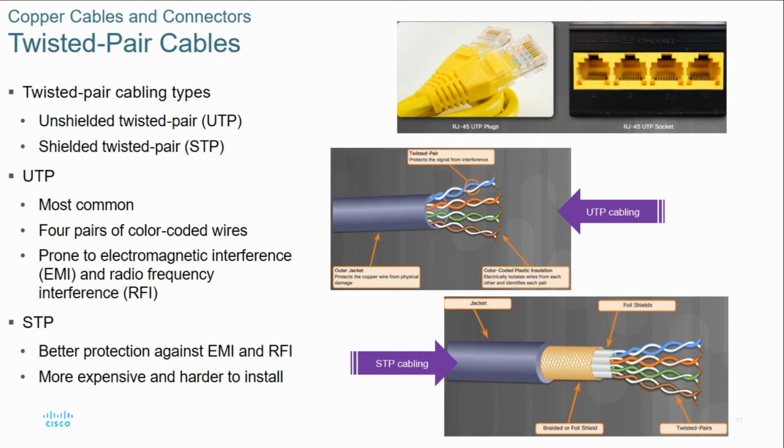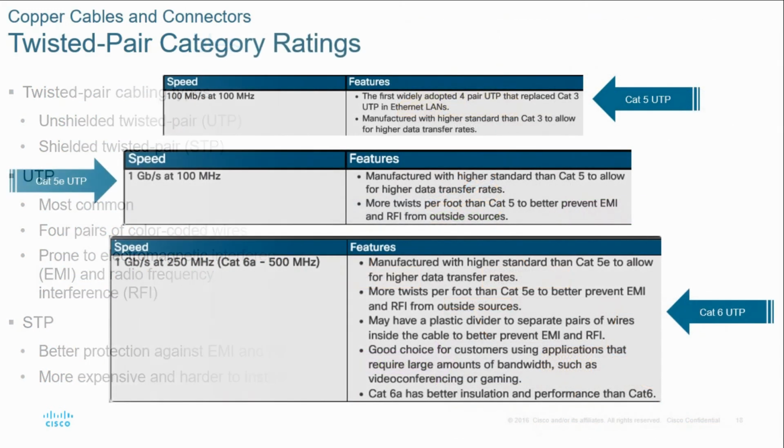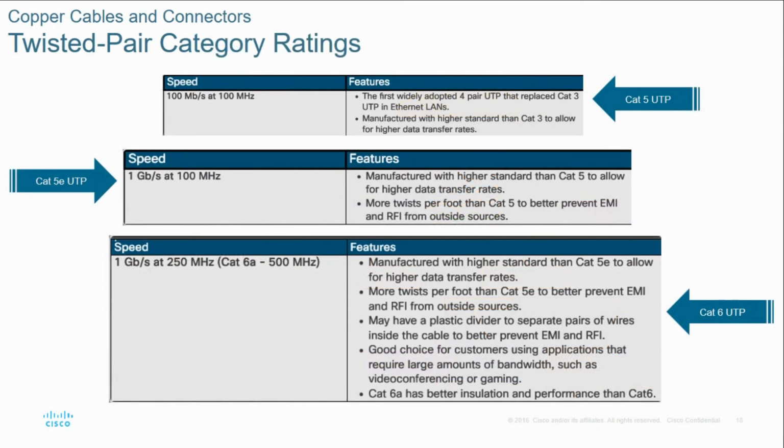Choosing which type of twisted pair to use in your network depends on the company's requirement and the category ratings of the twisted pair. As you can see on your screen, each category has its own speed capacity as well as its features. You may check on these category ratings later as you do further reading of this topic.